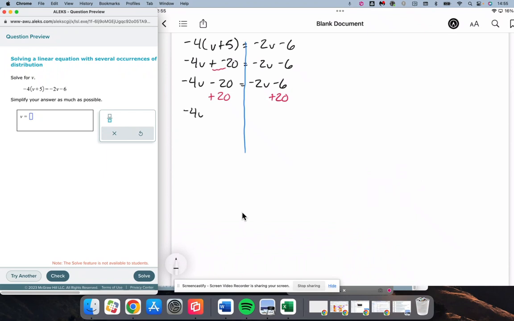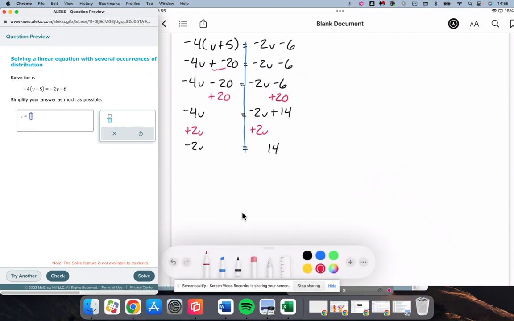So we're going to have -4v is equal to -2v plus 14. And at this point, we need to get the variables on the left side because the variable is already there, and we'll leave the number on the right. So we have a -2v on the right. We need to add 2v. We're going to get -2v is equal to 14. We see v as being multiplied by -2. We need to divide by -2. We get v is equal to -7. My bad.